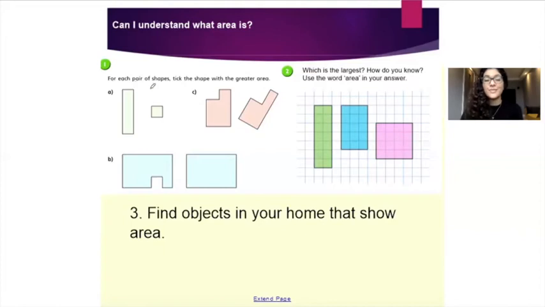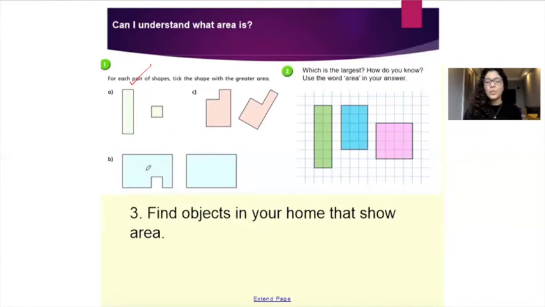Question 1 says, for each pair of shapes, tick the shape with the greater area. So if we look at part A, we have this shape over here and we have this shape over here. Which shape would have the greater area? Tick your answer. I would tick this one. And the reason I would tick this one is because you can see it is bigger. It would fit a lot more squares in, whereas this wouldn't fit as many squares. So that's how I know that it's going to have the greater area, the bigger shape inside of it.